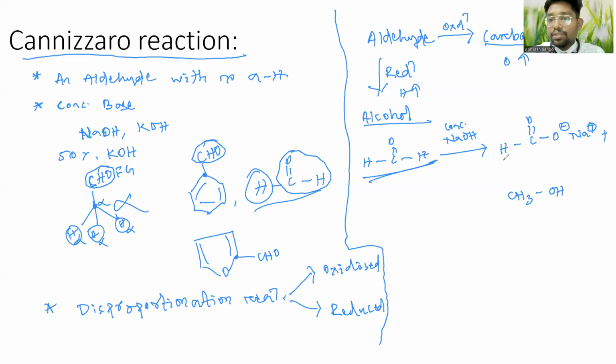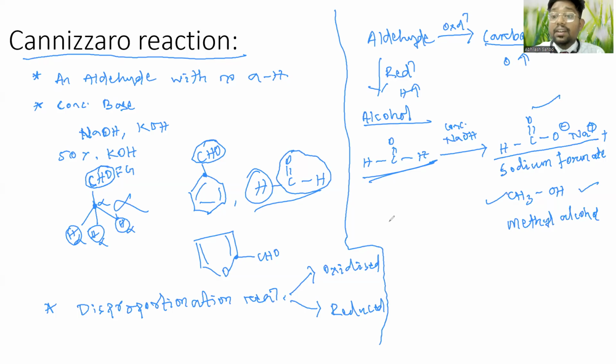And here, this is your oxidized product, and this is sodium formate. And this is methyl alcohol. So you are getting one oxidized product and one reduced product. Here oxygen content is increasing and here hydrogen content is increasing. So how does this particular reaction occur? So let's see the mechanism.